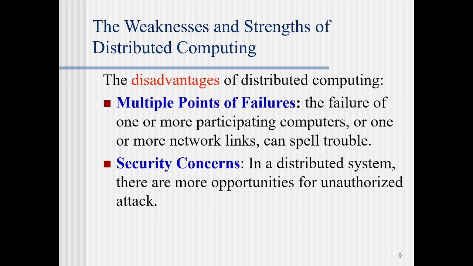The next one is the disadvantages of distributed systems. First, multiple points of failure. Even though we have so many advantages, if one or more participating computers or network links have trouble, we won't get accurate output. Then security concerns. In a distributed system, there are more opportunities for unauthorized attacks. Compared with other types of components, the security we have maintained is very little, so we have security concerns.